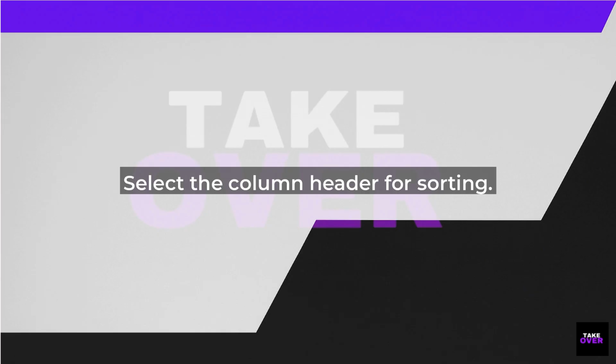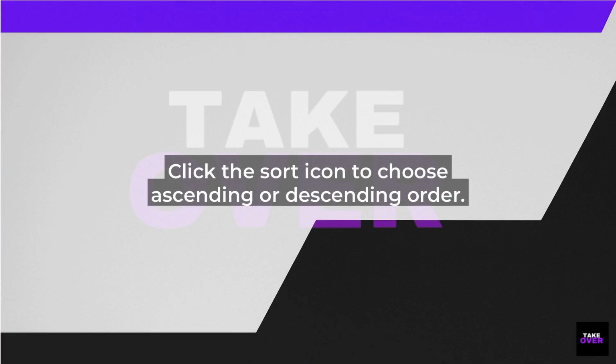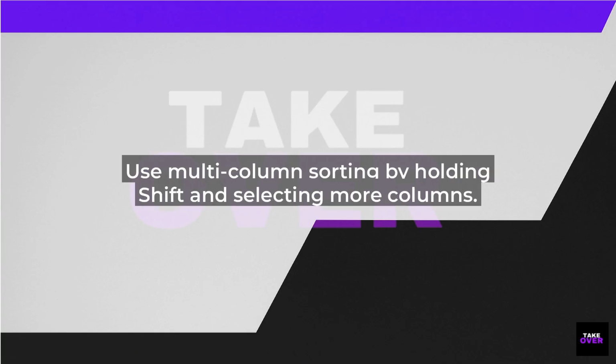Click on the column header you want to sort, say, a date or priority column. Once selected, look for the sort icon, which looks like an arrow pointing up and down, usually in the toolbar at the top. Now, click that sort button and you'll see options for ascending or descending order. Ascending will arrange your data from smallest to largest, like A to Z for text or earliest to latest for dates. Descending does the opposite. It's that simple. But wait, what if you need to sort by multiple columns?